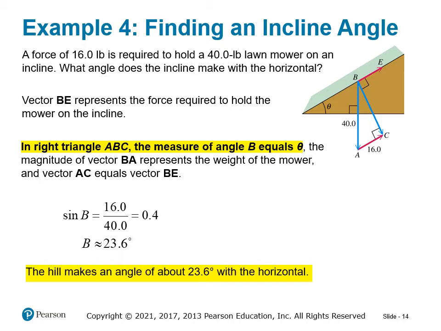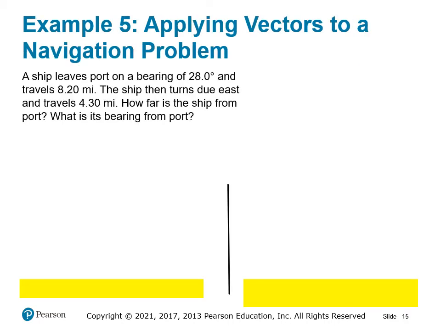So the hill needs to make an angle of about 23.6 degrees with the horizontal in order for that amount of force of 16 pounds to hold the mower in place. All right. A ship leaves port on a bearing of 28 degrees and travels 8.2 miles. The ship then turns due east and travels 4.3 miles. How far is the ship from the port and what is its bearing?